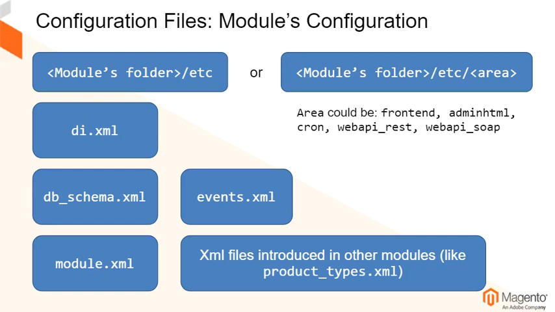Each module may have different config files. The general ones, introduced by the framework, are di.xml, db_schema.xml, module.xml, events.xml, acl.xml, menu.xml, and system.xml. We will cover different config files in the corresponding sections.